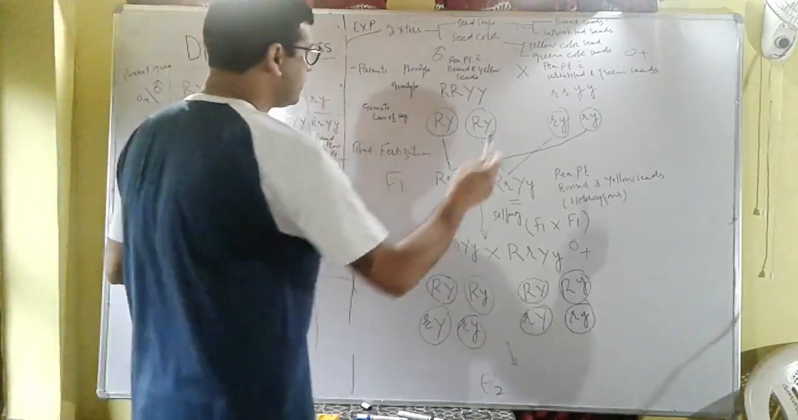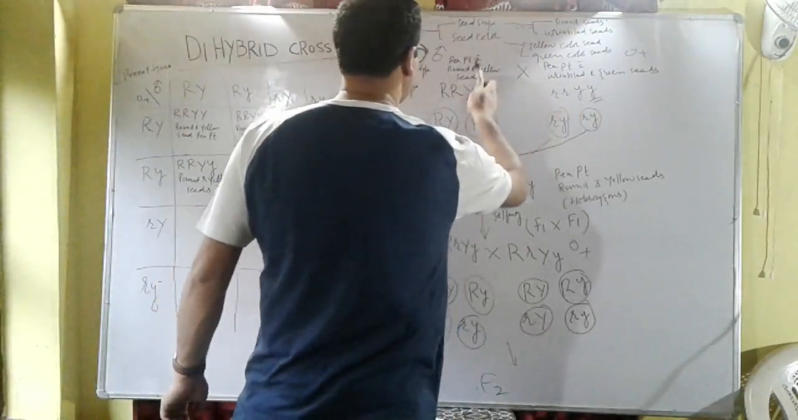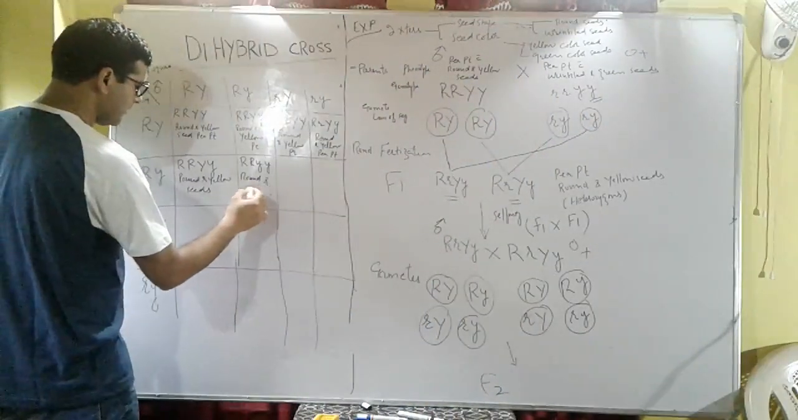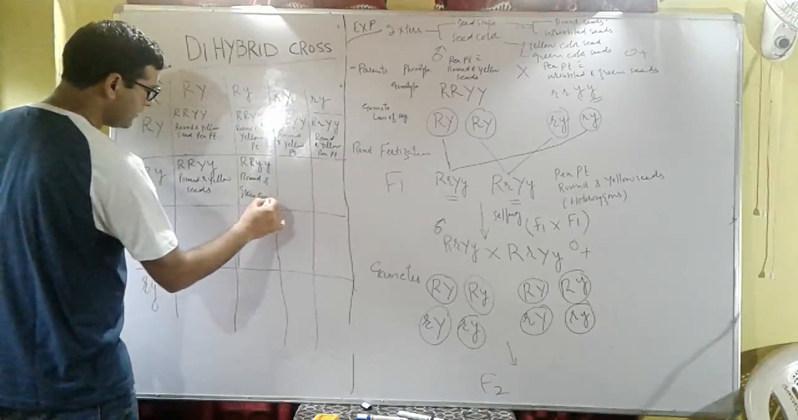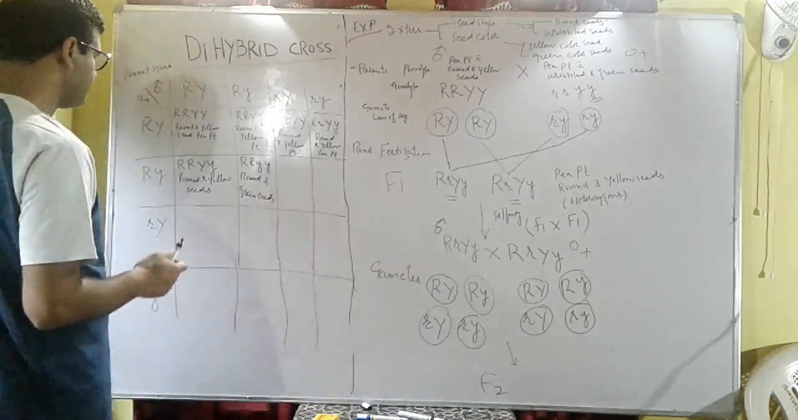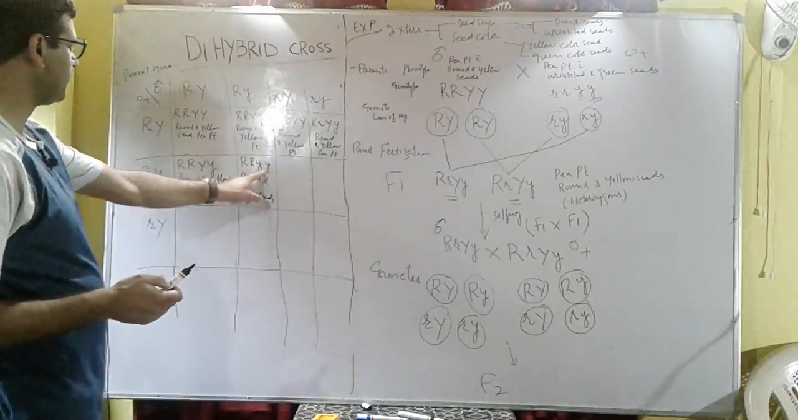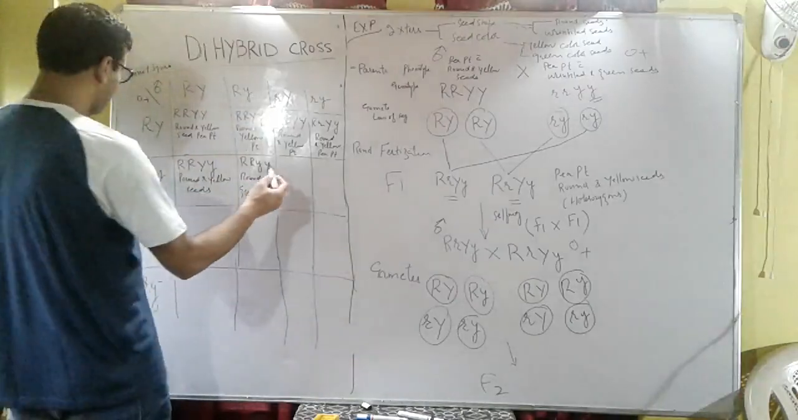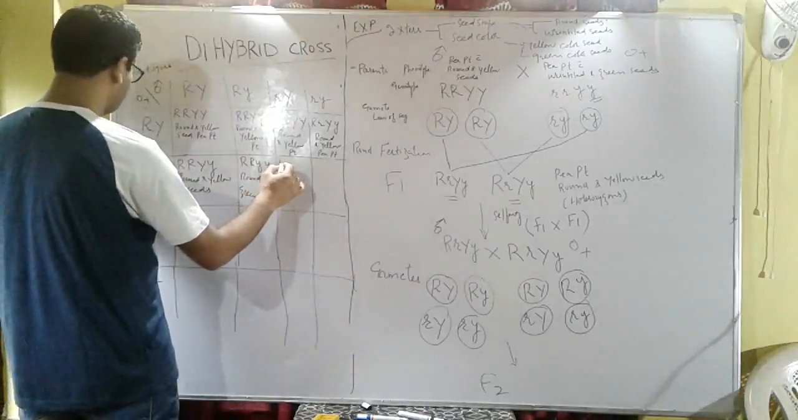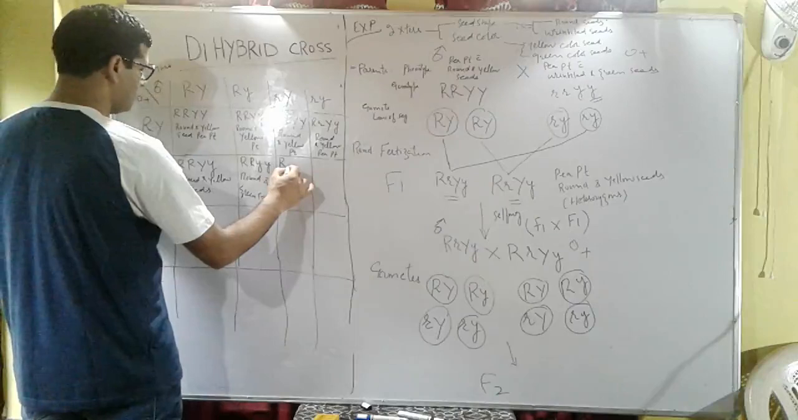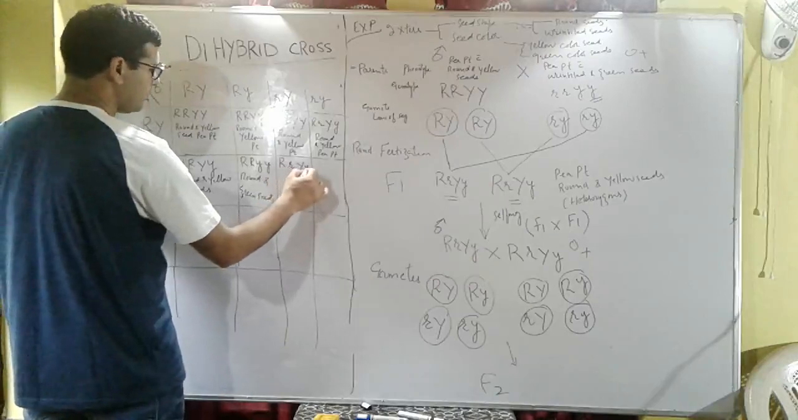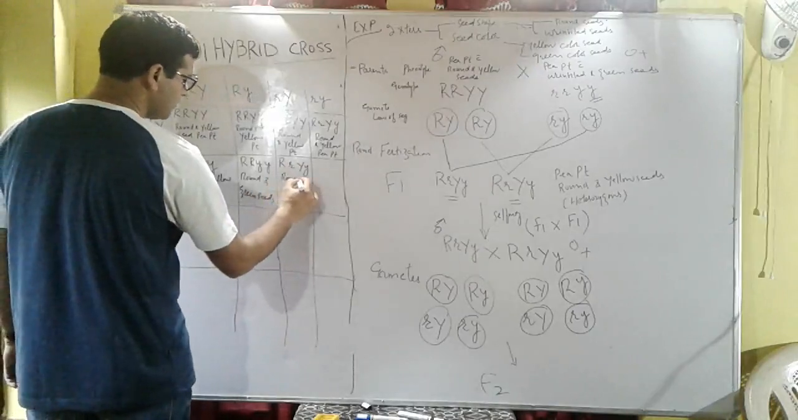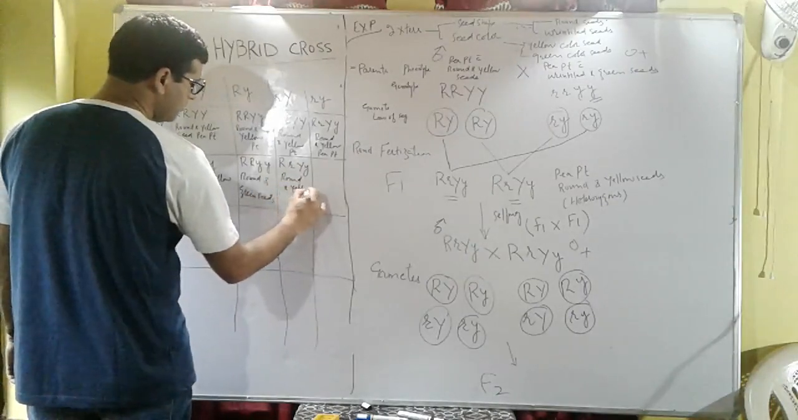Small y explains green. So this is a round and green seeded pea plant. Small y explains green seeds, so this is a pea plant with round and green seeds. Then we have capital R, small r, capital Y, small y. This is the pea plant with round and yellow seeds.